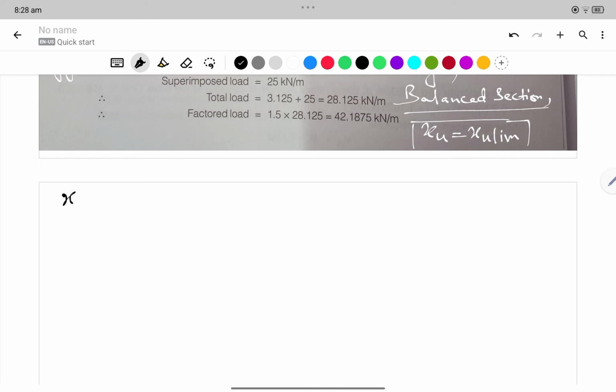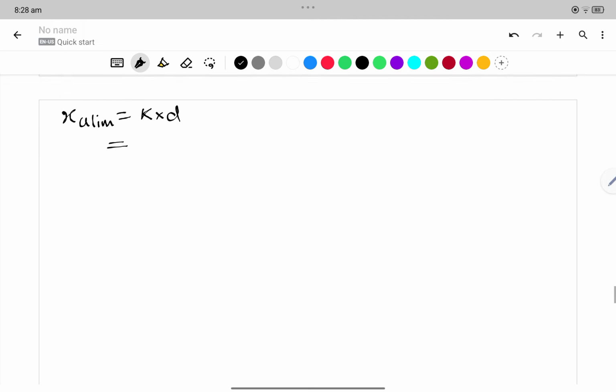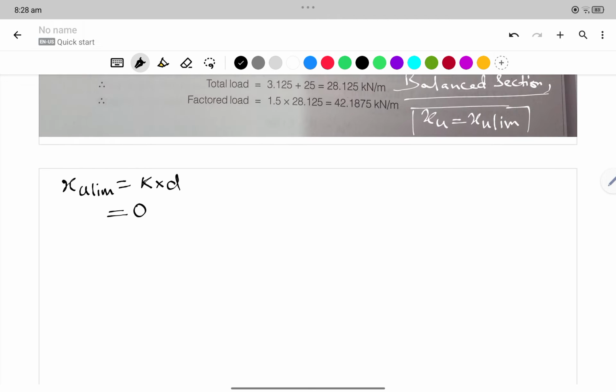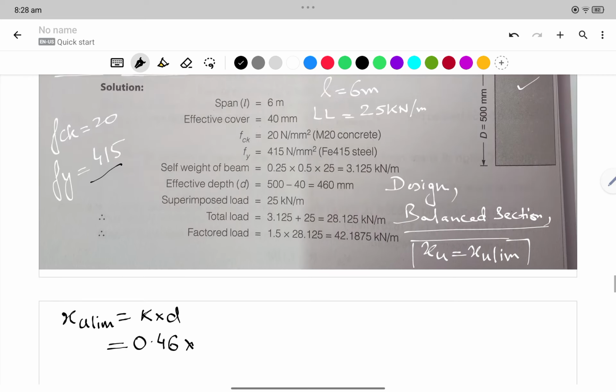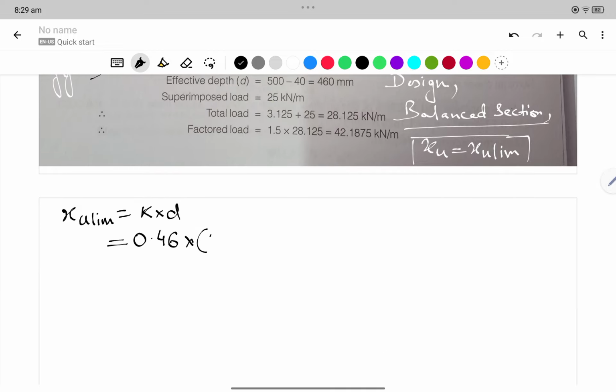Xu limiting is equal to k into d. The value of k for Fe415 is 0.46. So 0.46 into d. See, D is 500 minus the effective cover 50, 500 minus 50. So it's coming to 216 mm.